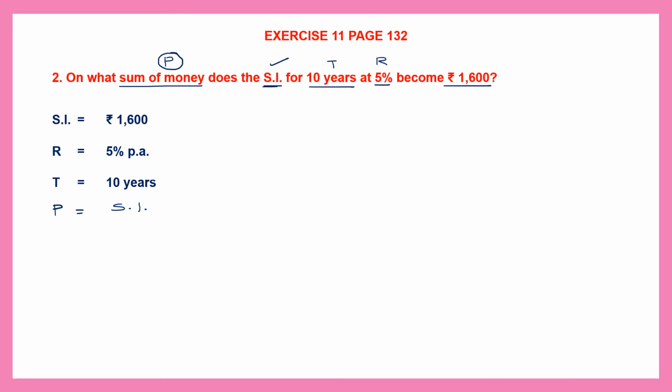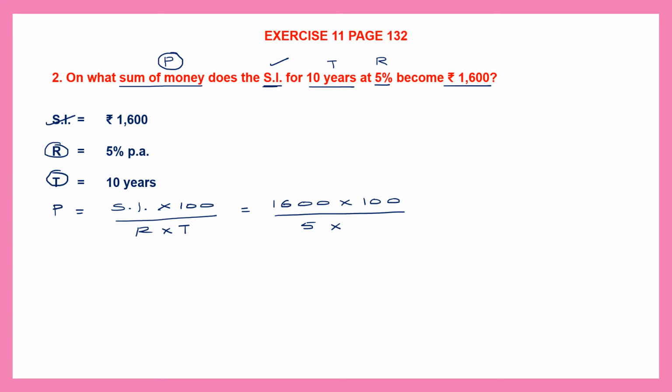Now this is simple interest into 100 by what are the other terms? So we've used simple interest in the formula. What else is left? R and T. So put that down, R into T. So now simple interest into 100. Simple interest is 1600 rupees into 100 divided by R, that is rate of interest, that is 5, into time is 10 years. So now we have this.